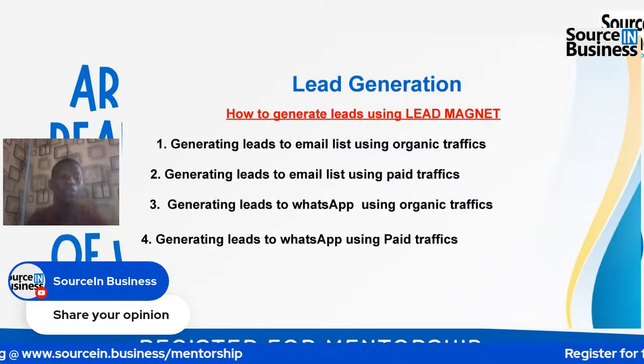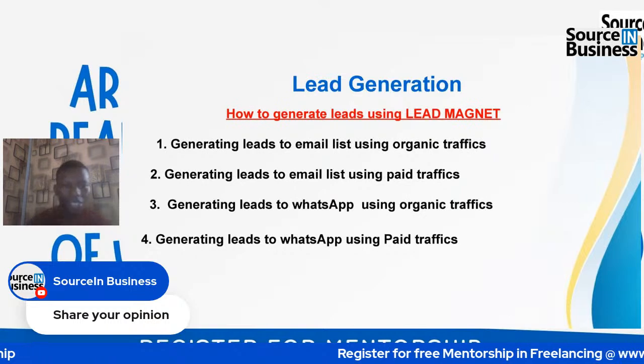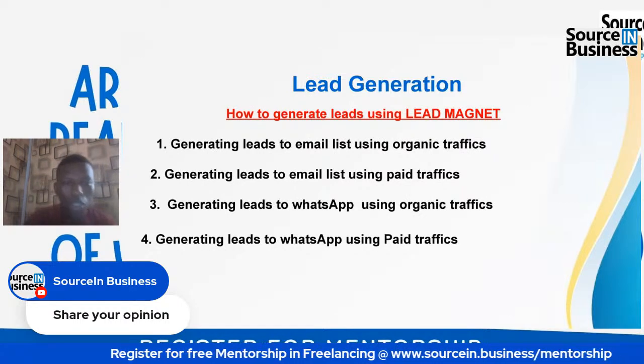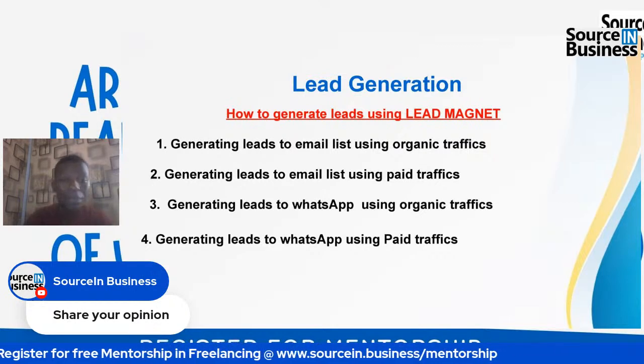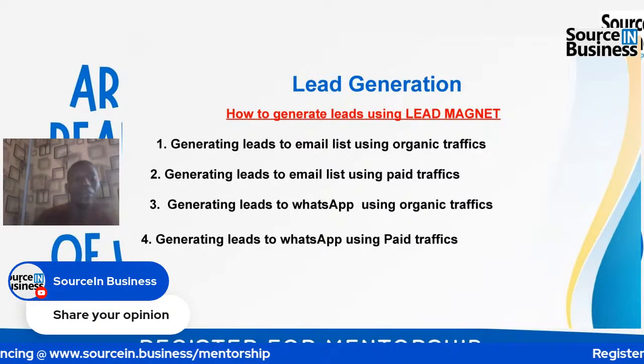Now let me relate how you are going to build your email list with this paid traffic using Facebook or Instagram. It's very simple. Just relate what I explained here, how you can generate leads to your email list using organic traffic, but this time around it is paid traffic. So what you are going to do is run either Facebook adverts or Instagram adverts.